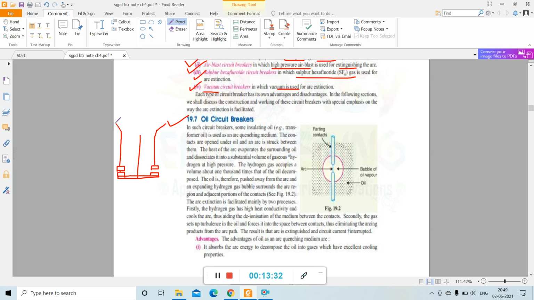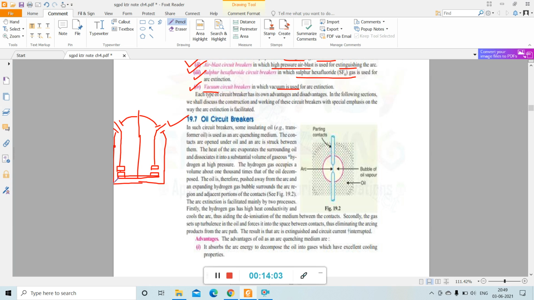It is somehow like this. Okay, so this is our traditional oil circuit breaker construction. It is somehow like this.